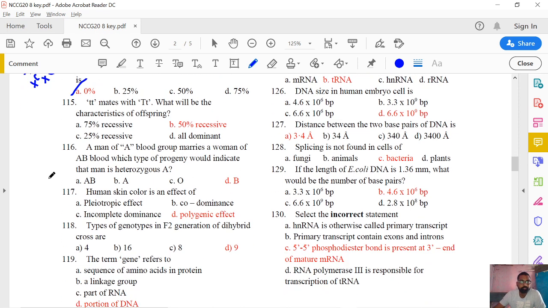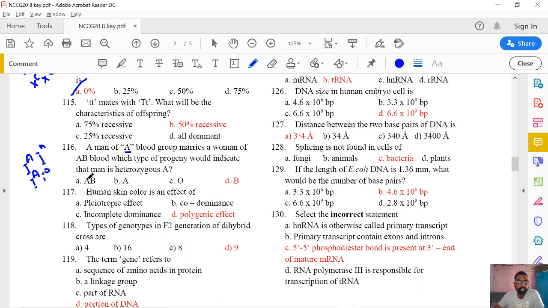A man of A blood group marries a woman of AB. So here for the genotype of A, there are two possibilities. A man can be homozygous, or he can be heterozygous, that is IAIA or IAIO. But the woman is AB, that is IAIB.